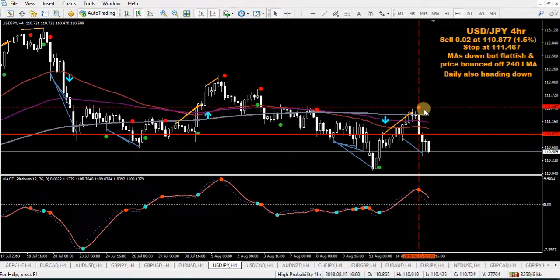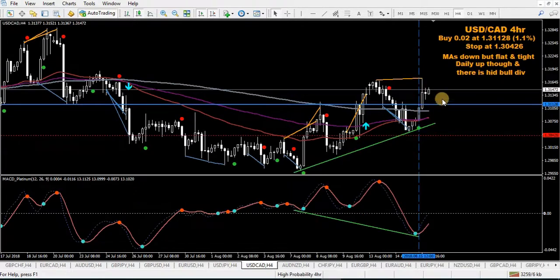USD Japanese yen in a sell here. I have got bullish JAGfx RD already, but we're still above the zero level when it comes to MACD platinum, so just sitting on that. Same applies to USD CAD in a buy, bearish JAGfx RD, but we're still below the zero level. You can see my divergence lines.